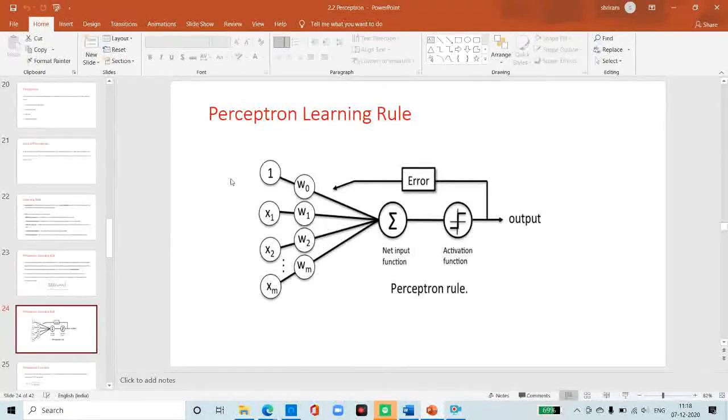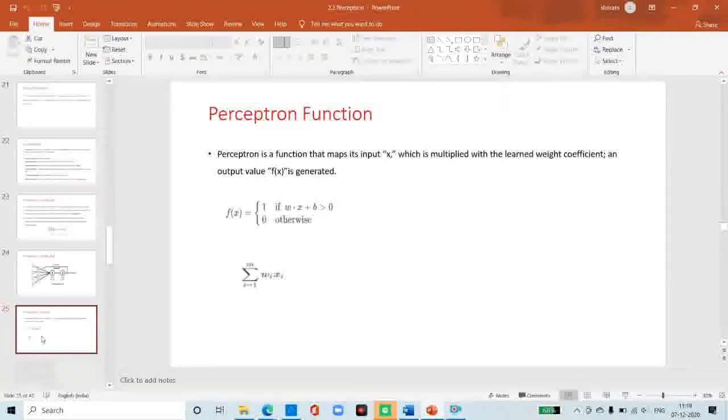Here we take the summation of x1 w1 plus x2 w2 up to xm wn, with one bias, where the bias input value is 1 and the weight is w0. This produces the net input function, to which some activation function is applied. If the expected value and obtained value are not the same, then it generates an error. If both are the same and the output is 1, then the neuron fires. If the output is 0, then the neuron does not fire. So this is the perceptron rule.